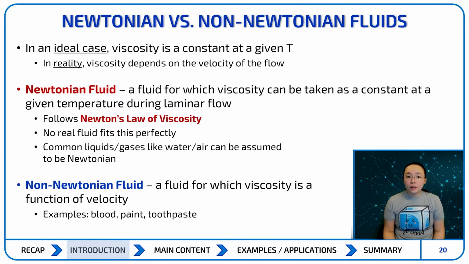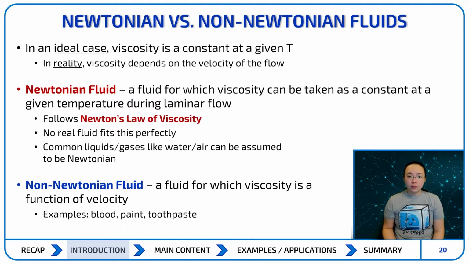It's basically a fluid for which viscosity can be taken as a constant at a given temperature during laminar flow. What it does is it follows Newton's law of viscosity, which we'll define in a bit. To be honest, no real fluid is going to fit this perfectly, but when we're doing modeling, then for sure we can assume that it's a Newtonian fluid. Common liquids and gases like water and air are probably the closest to a Newtonian fluid. So in many instances, we assume water and air to just be Newtonian.